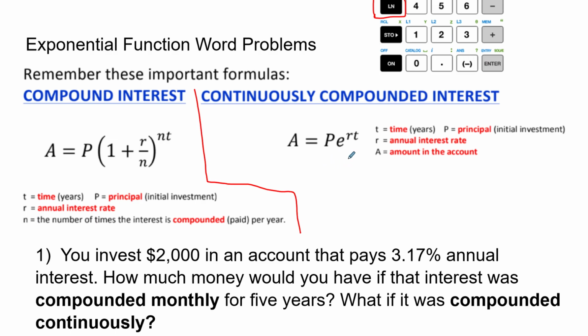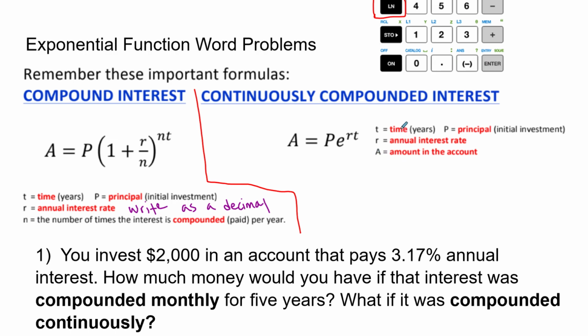Some things to keep in mind here. Basically, you have a bunch of pieces that you're just going to plug in together. You have your principal, that's your starting initial investment. You have your interest rate, that's going to be a percent that you have to write as a decimal. You got to remember to write it as a decimal. n is the number of times it's compounded. And with continuous, it's the same thing, except there's no n to worry about because it's compounded continuously.